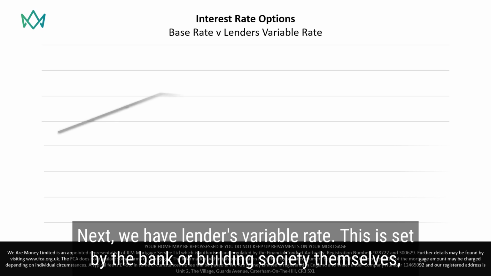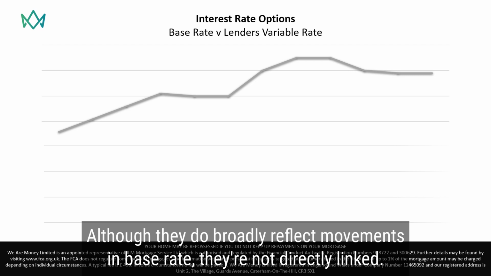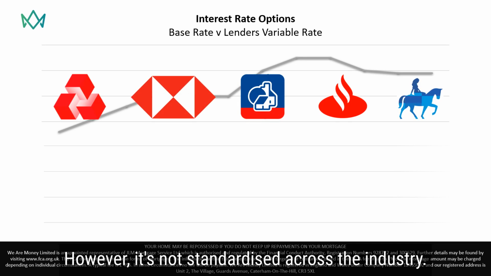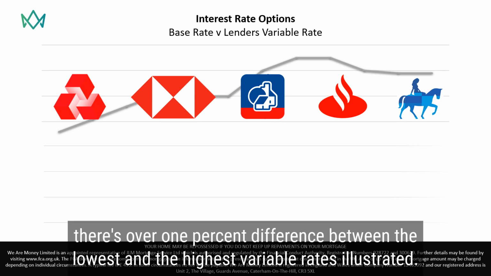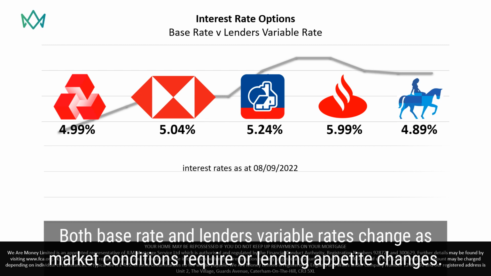Next we have lender's variable rate. This is set by the bank or building society themselves, and they may change this rate as and when they choose. Although they do broadly reflect movements in base rate, they're not directly linked. Often this variable rate is referred to as standard variable rate. However, it's not standardised across the industry. As you can see at the date of this presentation, there's over 1% difference between the lowest and the highest variable rates illustrated. Both base rate and lender's variable rates change as market conditions require or lending appetite changes.